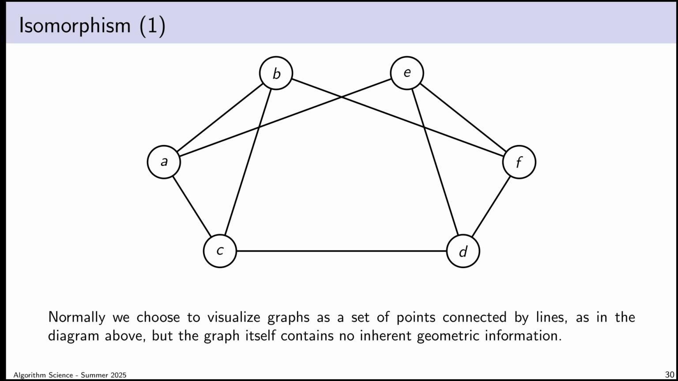So a note about drawings. Normally, for the sake of making it clear what's going on, we choose to draw graphs by drawing vertices as single points and drawing edges as lines between them. Now, I like to draw edges as straight lines, but really edges could also be wavy lines for all we care. The key thing to understand, though, is that the graph itself has no inherent geometric interpretation.